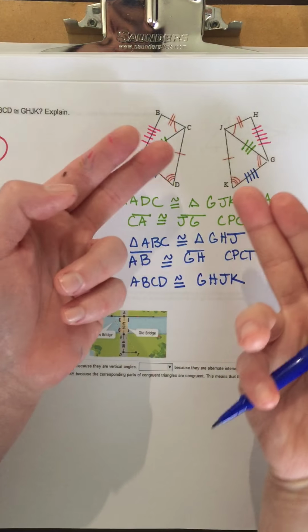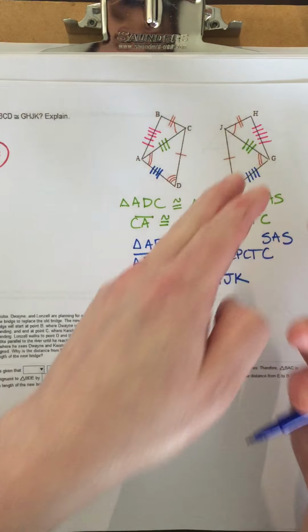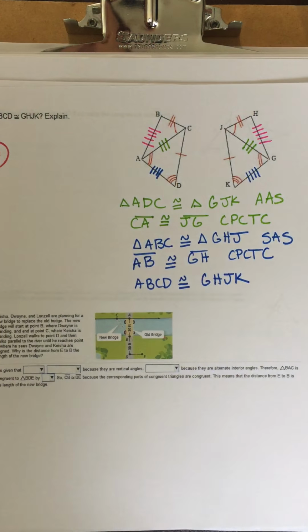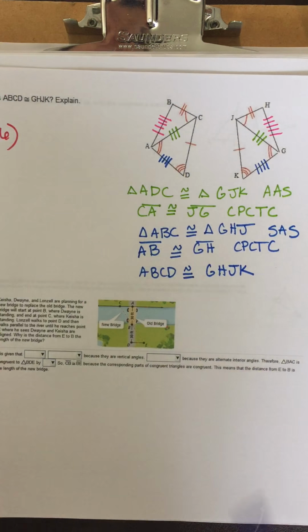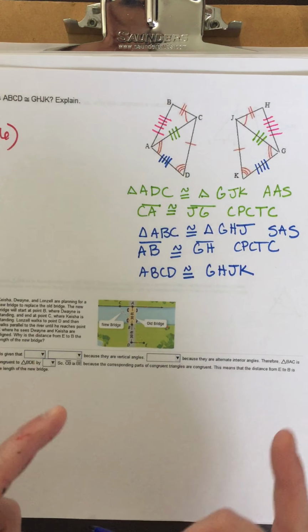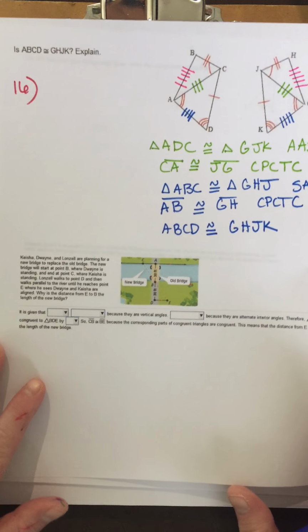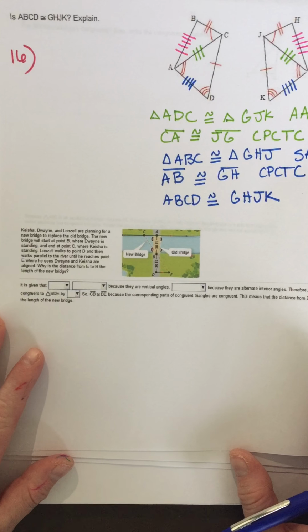Right? And you could get from here to here with just a rigid motion, right? You remember rigid motions from the last lesson? All right, and rigid motions produce congruent figures. All right, let's look down here.